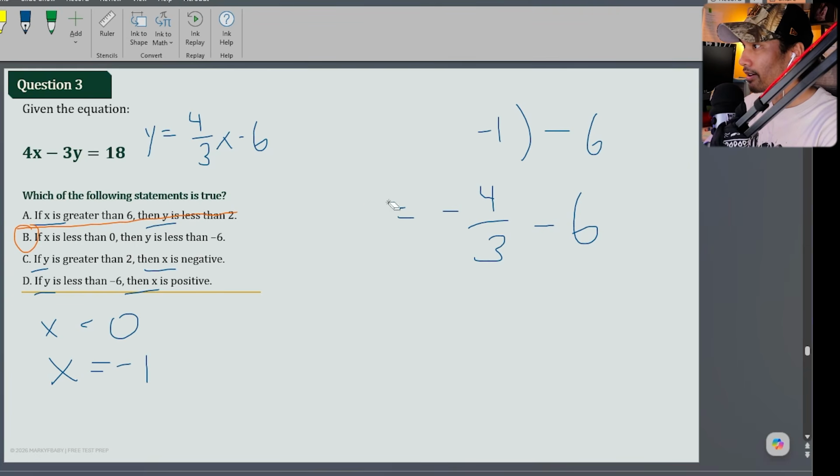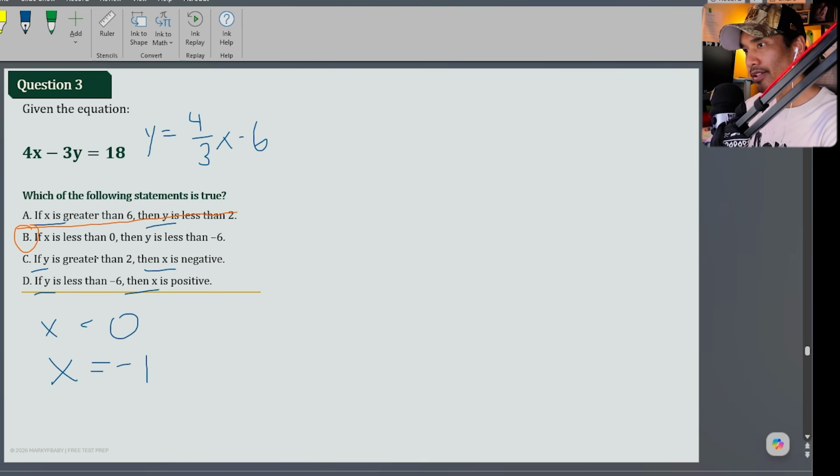But for the sake of this video, we're about to do it. So let's go ahead and test answer choice C. Answer choice C says if y is greater than 2. So let me choose a number greater than 2. Y is greater than 2. Okay? And this is our equation here.